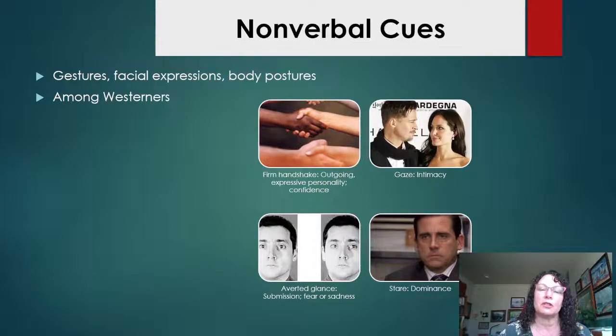So among Westerners, we use these kinds of behaviors sometimes on purpose. Sometimes we do it absentmindedly. We look away and we don't know that somebody else is going to infer that means I'm submissive or that I'm feeling sad or fearful. We do it sometimes completely unconsciously. Sometimes we do it on purpose. I think Steve Carell's character is doing it on purpose, trying to gin up that dominance, or a person who crushes your hand in a handshake.